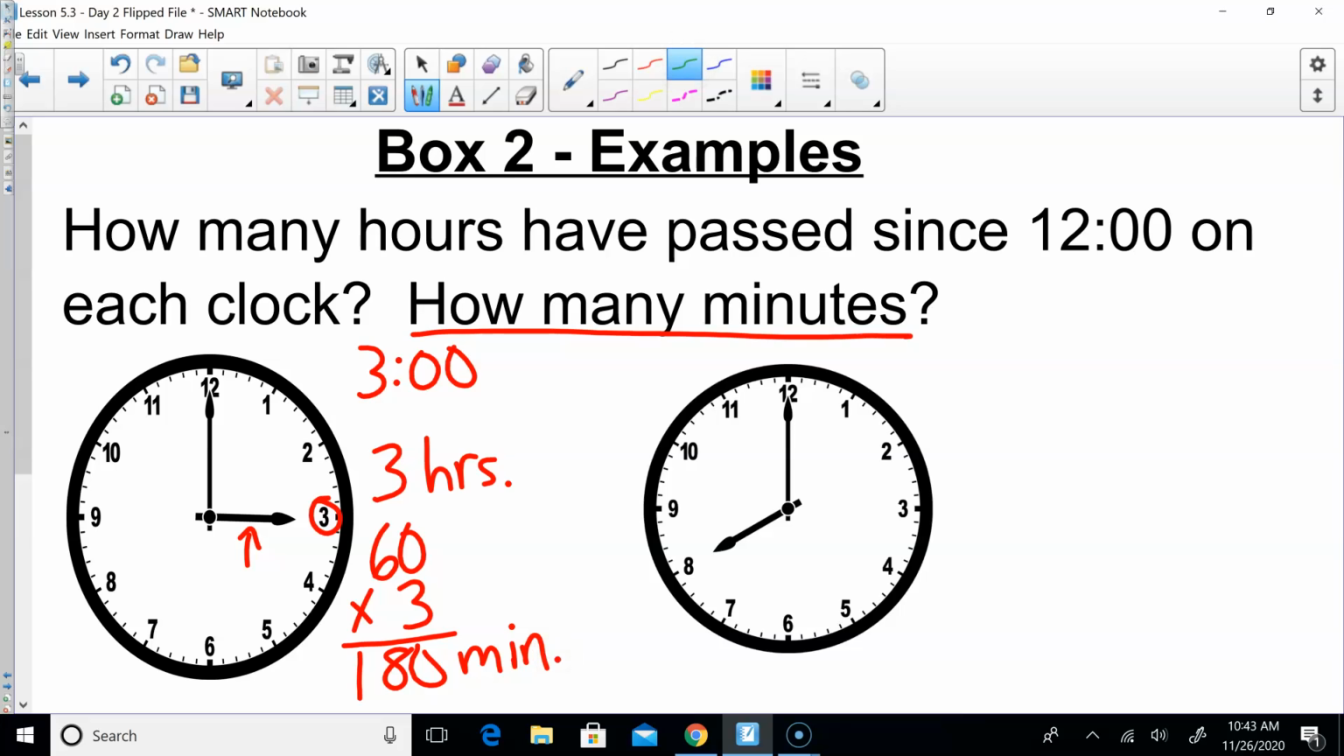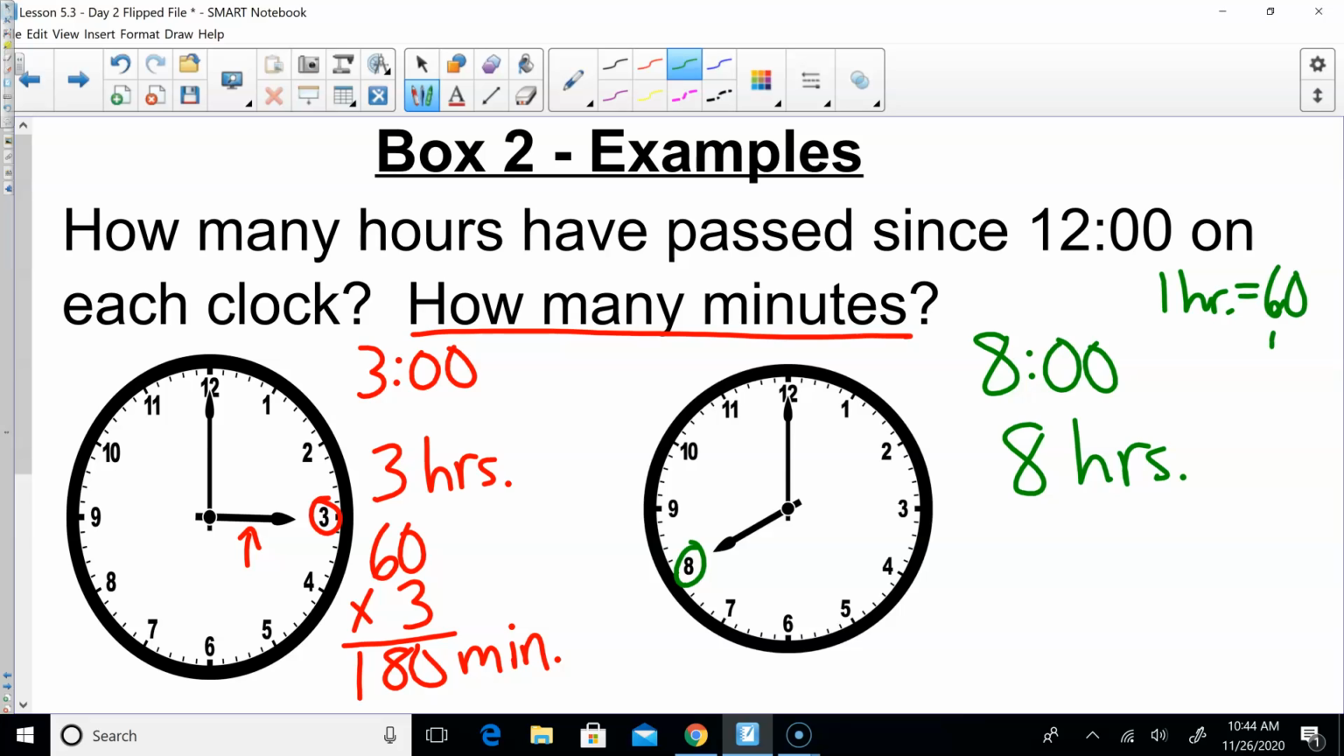We're going to do the same thing on this problem. Notice that the long hand is on 12. The short hand is at 8, so you'd see this on a digital clock as 8 o'clock. Now the question is, how many hours have passed? Well, 1, 2, 3, 4, 5, 6, 7, 8. It would be 8 hours that have passed. And then how many minutes? That same relationship: we know that 1 hour equals 60 minutes, and I have 8 hours, so I have 8 groups of 60. So 60 times 8 gives us 480 minutes.